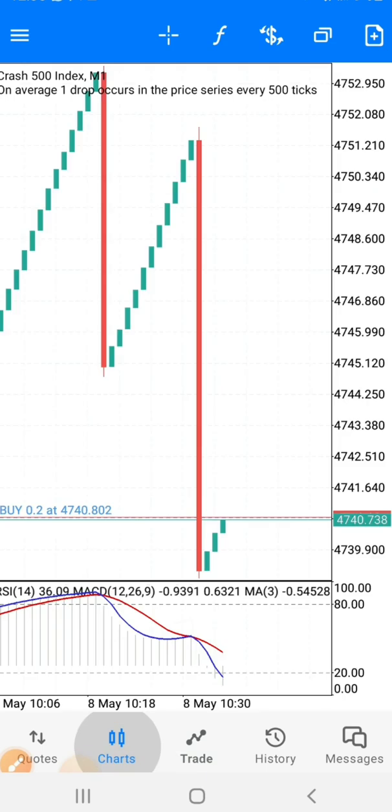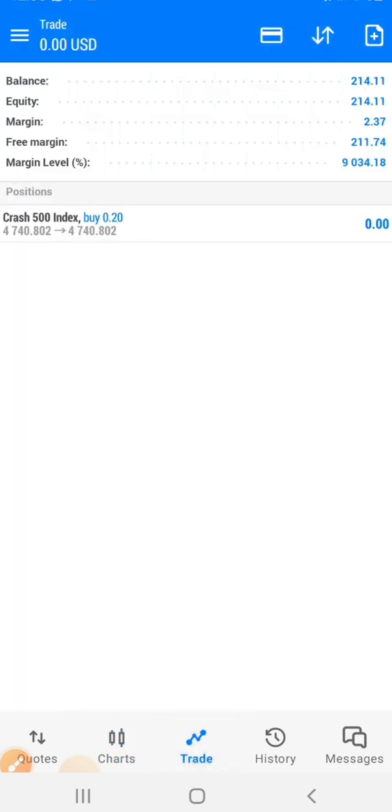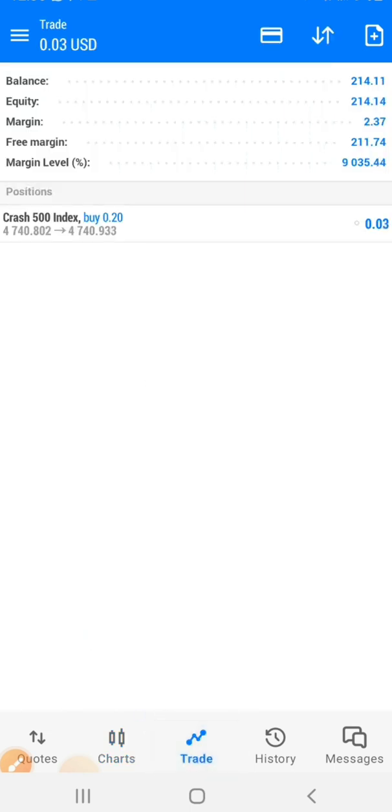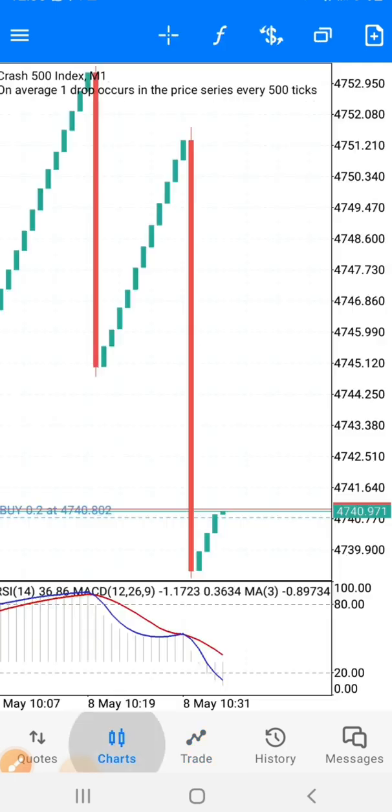So if I buy this, you're going to see that each and every one of these tick candles is going to be giving me a very small amount of money. If you go to our trade, you're going to see that this is making very small additions right here. As you can see, it doesn't even make much sense to be trading here. You can see I almost got this candle, but still I'm on 3 cents profit, right?